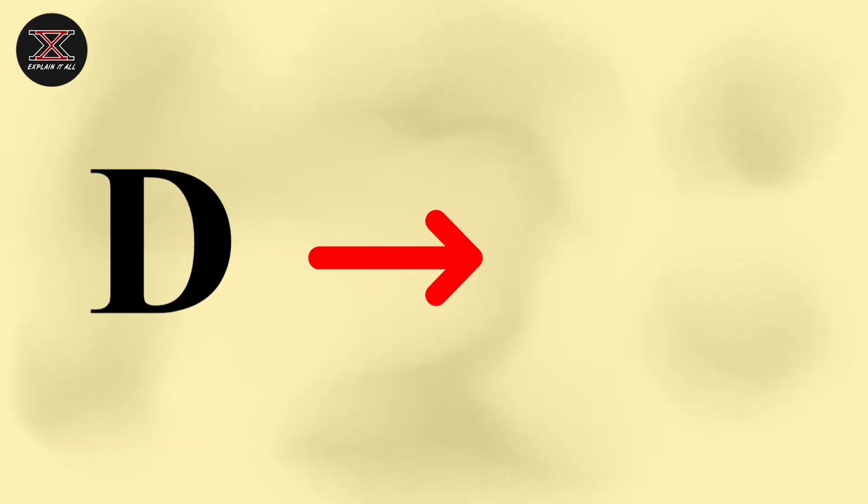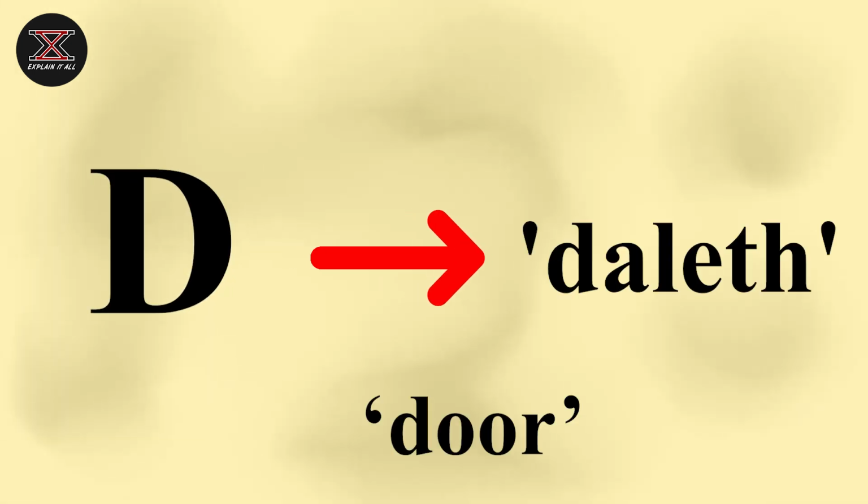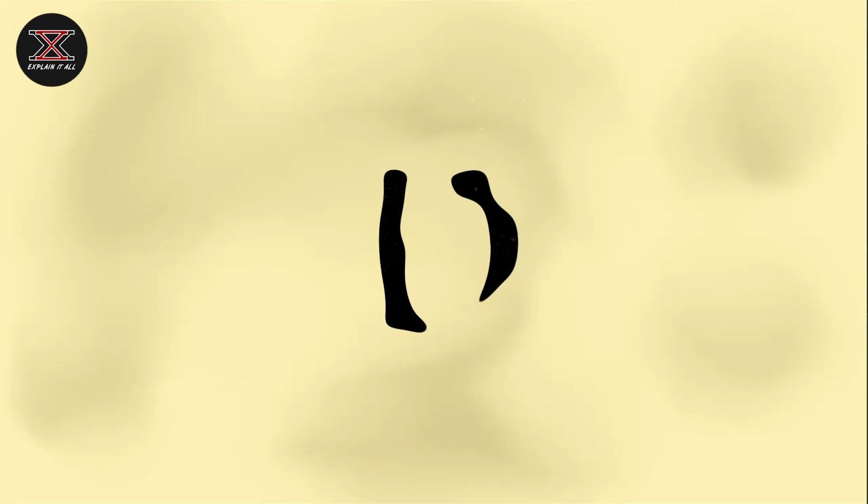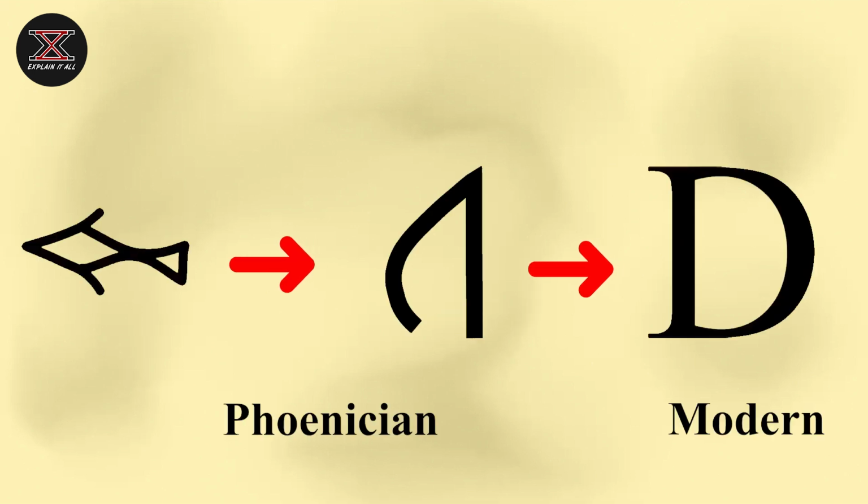D originates from the Phoenician Daleth, meaning door. The Greeks turned this symbol into delta, and the Romans adopted it as D. The shape has remained relatively consistent, symbolizing an entryway or passage through time.